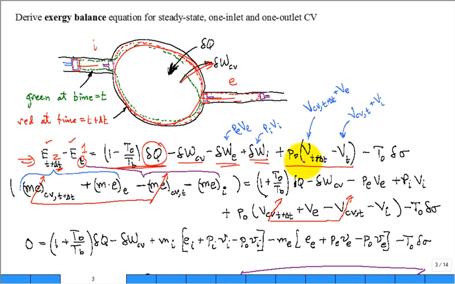So this is P naught times V at t plus delta t minus V naught. This is probably the hardest term to really wrap your head around. And then you have that exergy destruction. So a small amount of entropy production multiplied by T naught gives you the exergy destruction.